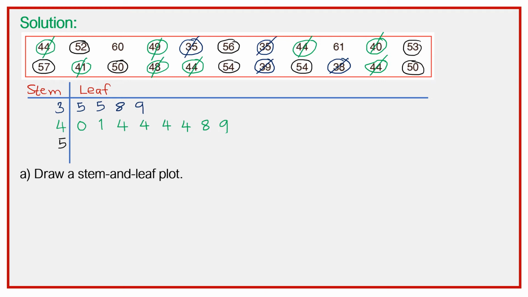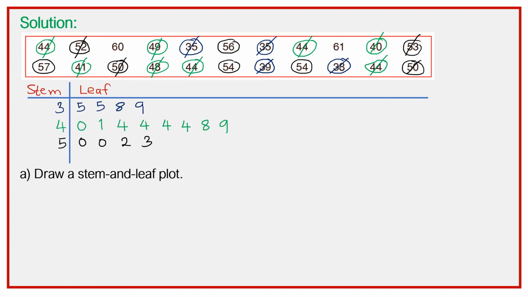Remember, we have to write from small to big. So I begin with 50. So I write 0. I have another 50. So I write another 0. Next is 52. So I write 2. Next is 53. I write 3. Next is 54.